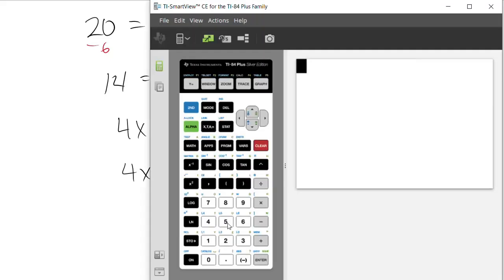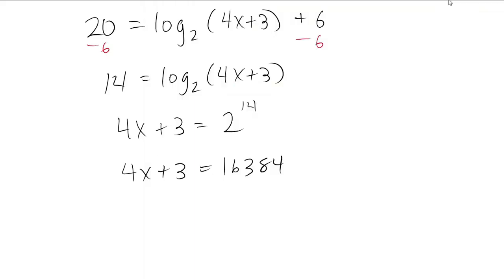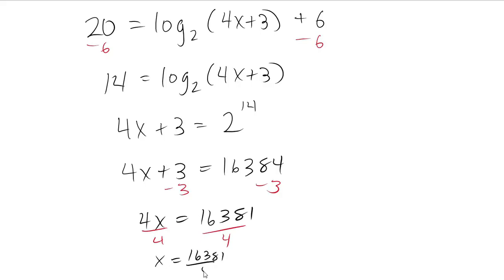16,384. Let's check that. 2 to the 14th, 16,384. Yep, more proof that it didn't have friends in junior high. Subtract 3 from both sides. We get 4x equals 16,381. Divide by 4. And we get x equals 16,381 divided by 4. That is 4,095.25. Let's check that too.